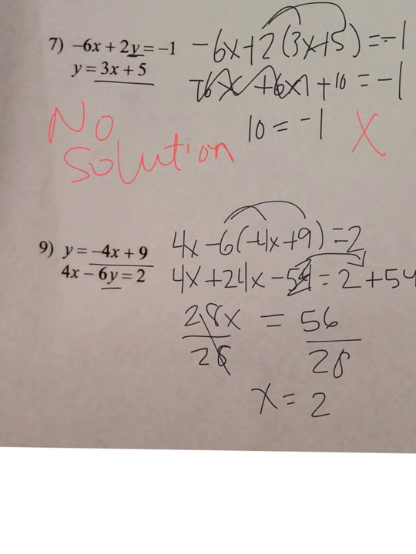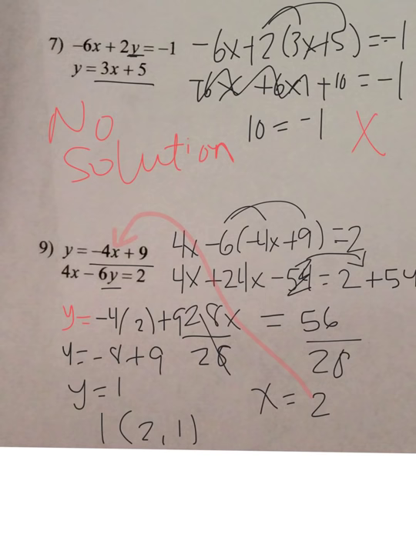So now that you know that, you just plug it back in. You always plug it in the y equals. So y equals negative 4 times 2 plus 9, and that's y equals negative 8 plus 9, and that's y equals 1. So my solution ends up being 2, 1.